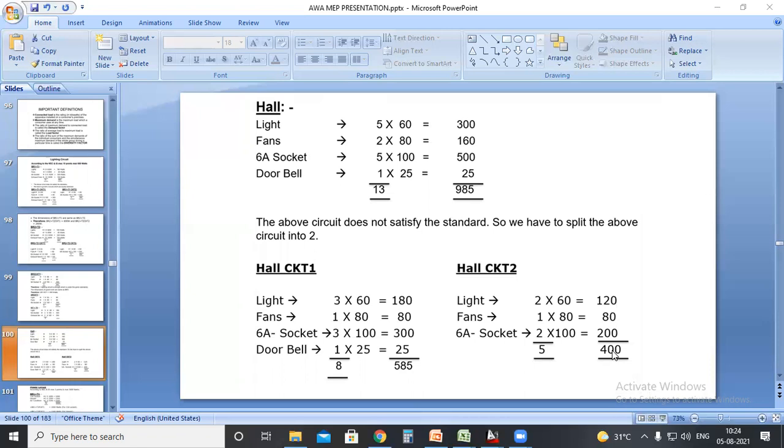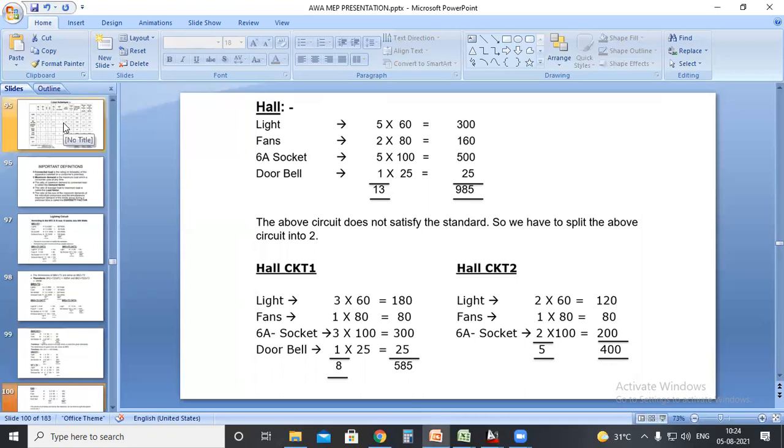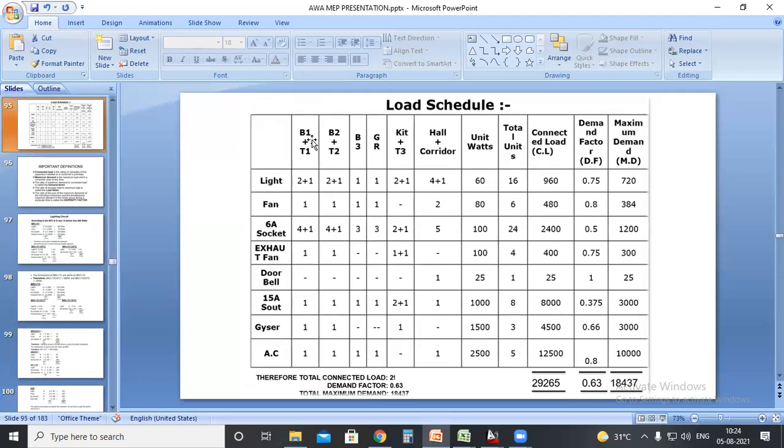So as per this standard, we got 2 circuits in the hall. So I think we have completed the lighting circuit for each room, right? Bedroom 1 plus toilet 1, bedroom 2 plus toilet 2, bedroom 3, guest room, kitchen plus toilet, hall plus corridor. So can you tell what is the total number of lighting circuits for all these rooms?